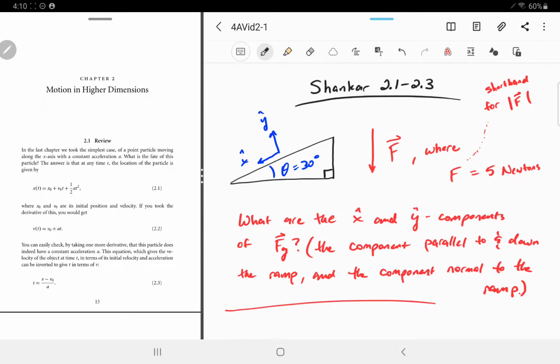All right, welcome to the first video from chapter 2 of the book by Shankar. So the example problem shown is something we'd like to get to, and it'll become relevant, especially when we start doing dynamics problems. But even before we get to this example, we have to motivate what we've done so far. We'll review what we've done so far and motivate why we want to talk about vectors, why we're going to have to generalize a little bit.